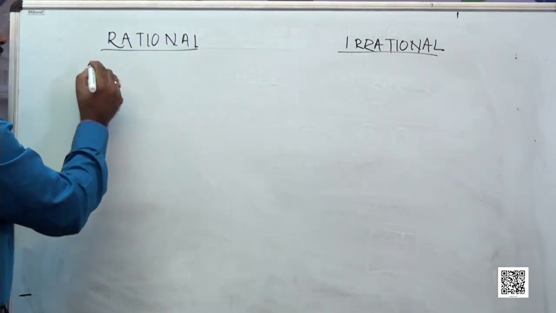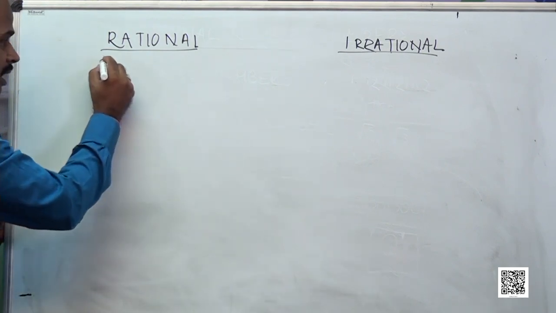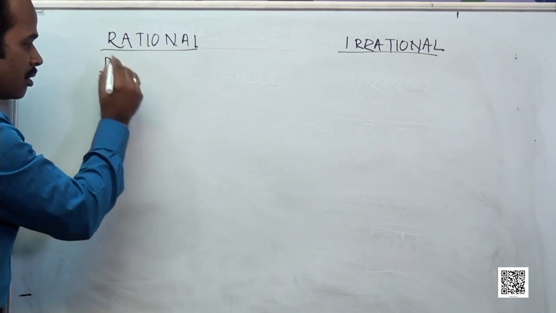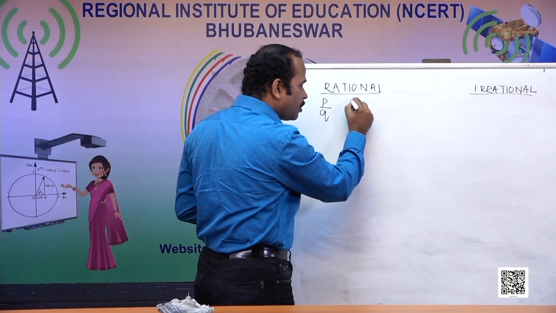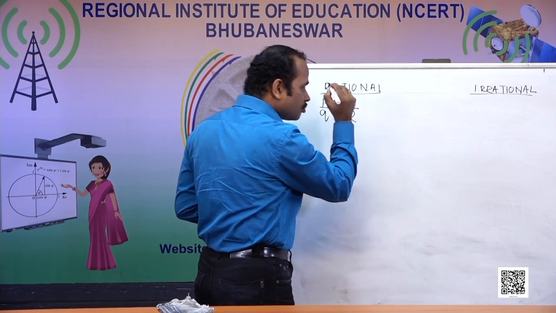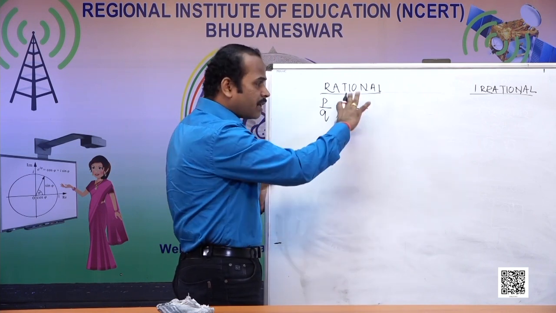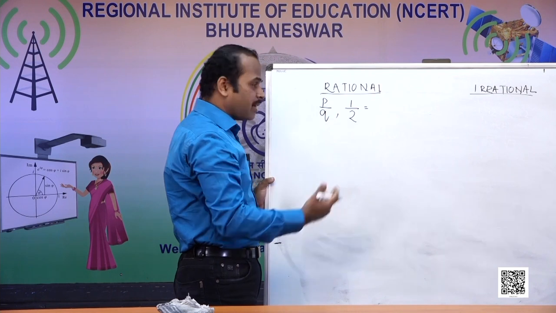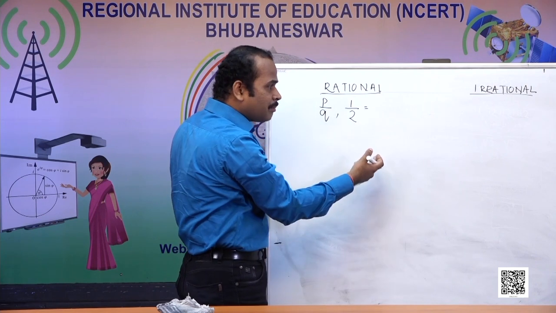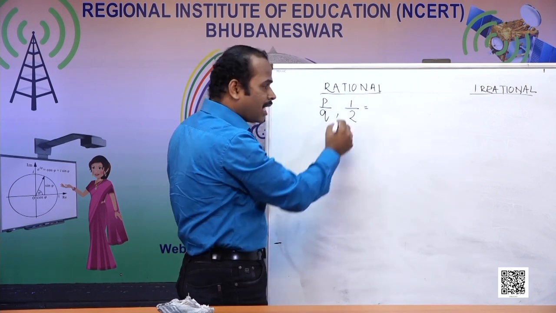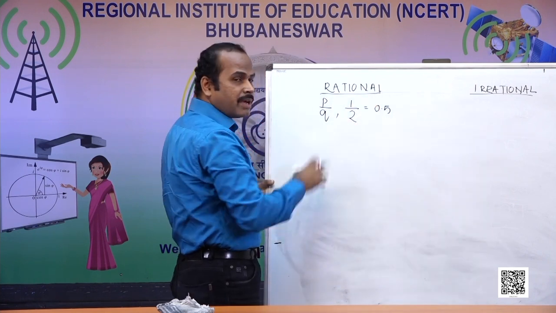A rational number is always written in the form P by Q. For example, suppose I write 1 by 2. I can write 1 by 2 in decimal form. For converting into decimal, I can use many different ways. For example, I can divide 1 by 2 in a long division process, and I will find it comes 0.5.